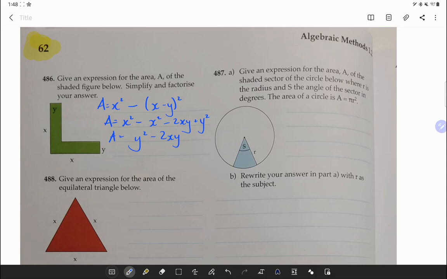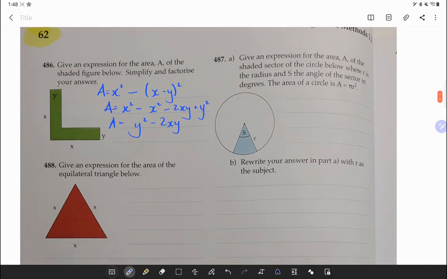487. Give an expression for the area A of the shaded sector of the circle below, where r is the radius and s is the angle of the sector in degrees. The area of a circle is, cool. All right, so that's the area of a circle. If we put that in, that is the entire circle, right? Pi and then radius squared. There's the radius there.